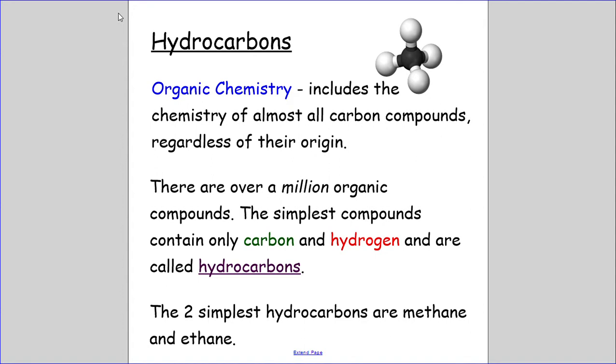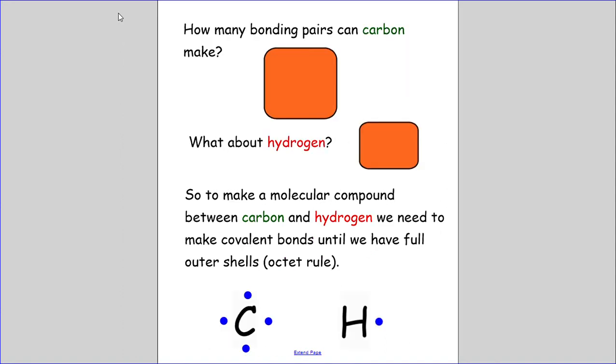So the two simplest hydrocarbons are known as methane and ethane, and hopefully you've heard of those before, or are familiar maybe with one of them from something in your life. So we have to have a little bit of prior knowledge here, and it's not a lot, but there is a periodic table attached in the handout section here, and we're going to refer to that throughout. So how many bonding pairs can carbon make?